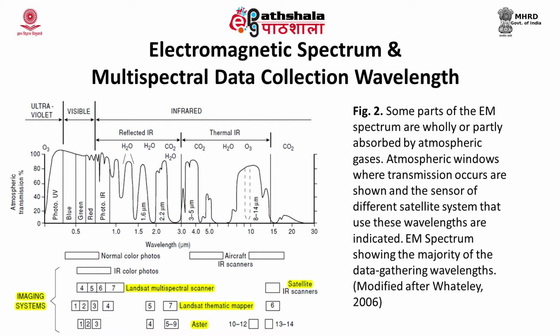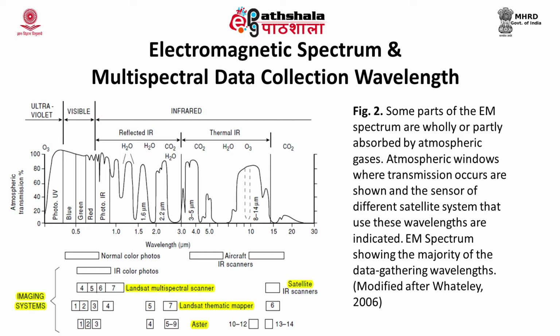And if you look at the IR sense scanner which is fitted in the aircraft, that will take photos from a certain region of the electromagnetic spectrum. And if you look at the IR color photos, that also takes pictures from the green wavelength to the near infrared region. And if you look at the different imaging systems which have been fixed into different satellites, in case of Landsat, the multispectral scanner, there you can see bands 4, 5, 6, 7 that will collect information about a certain wavelength of the electromagnetic spectrum.